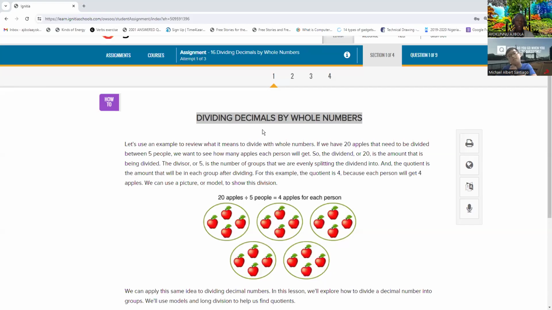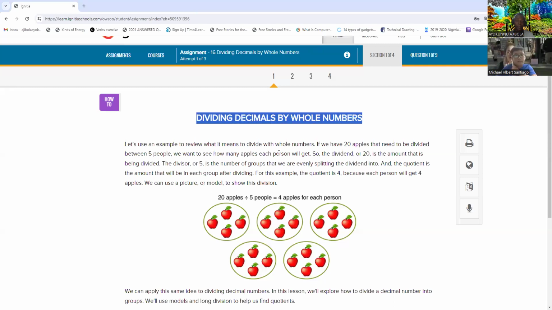Dividing decimals by whole numbers. What's the topic, Miggy? Dividing decimals by whole numbers. Yeah, that means we're still doing division, but this time it's decimal numbers by whole numbers.